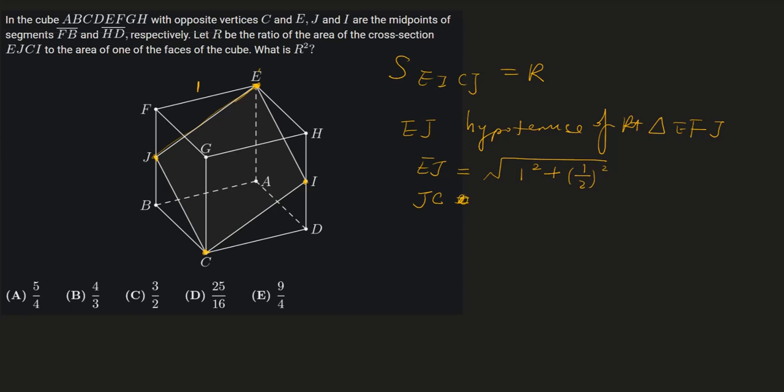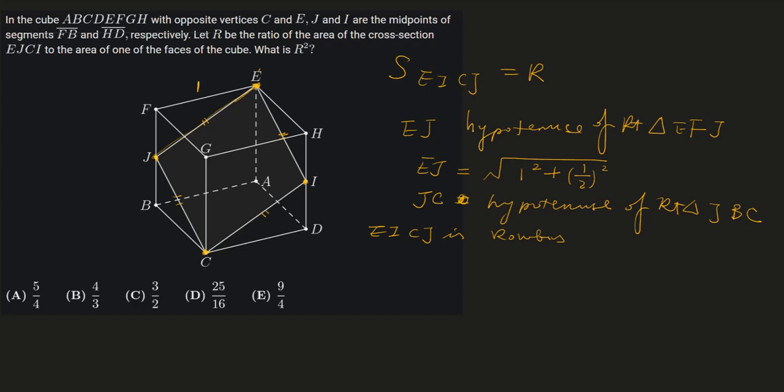I'll put it this way. It is the hypotenuse of right triangle JBC. Therefore, JC has the same length as EJ. Similarly, we know that all the sides of this quadrilateral EICJ are equal. So EICJ is a rhombus.